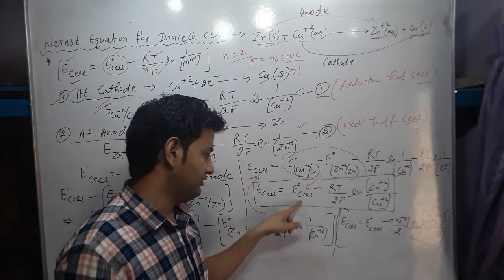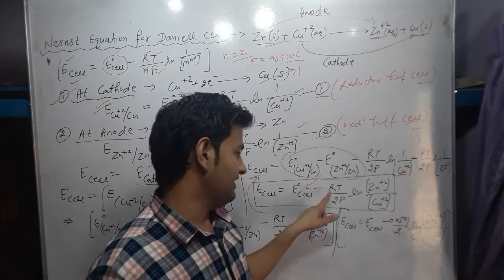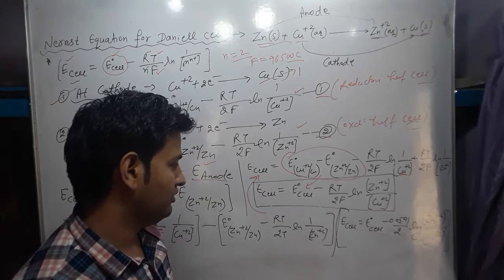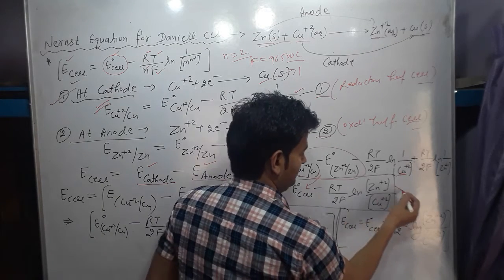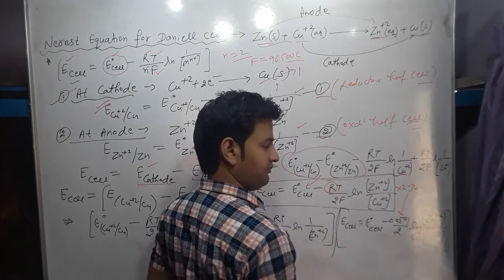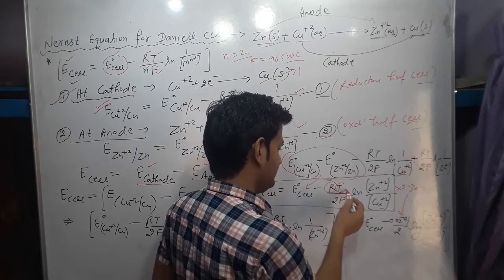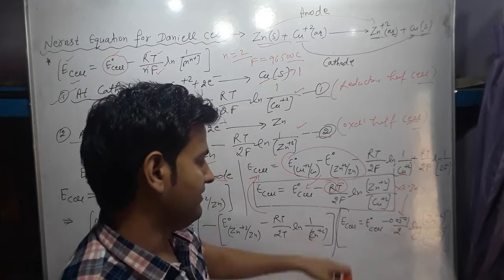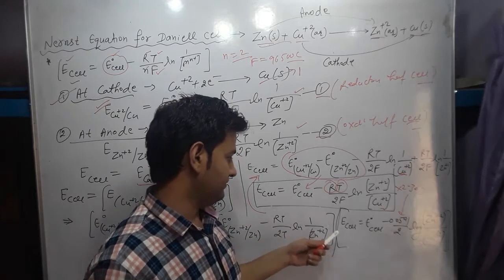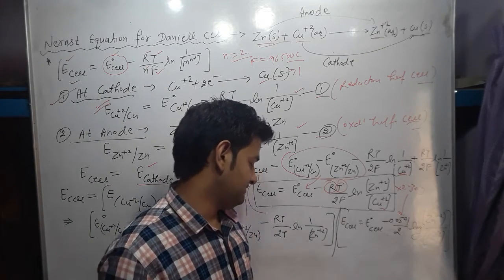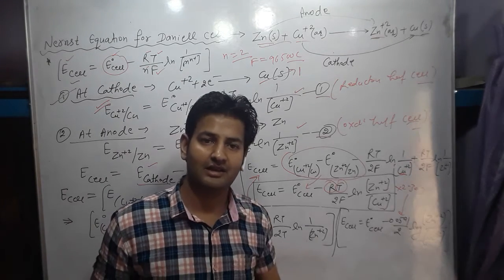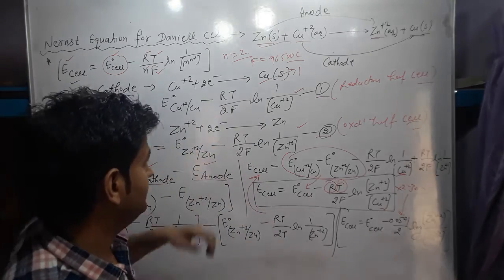EMF of the cell is equal to E naught, the standard EMF of the cell, minus RT over 2F ln of this. Ln is the natural logarithm. It can be converted into log 10, multiplied by 2.303. And putting the value of R as 8.314 joule per mole Kelvin, temperature 298 Kelvin, and Faraday constant value 96500, the EMF of the cell for the Daniell cell comes out like this. So we can write the Nernst equation for any electrochemical cell by using this relation.